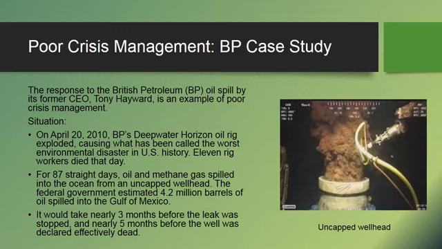The federal government estimated 4.2 million barrels of oil spilled into the Gulf of Mexico. It would take nearly 3 months before the leak was stopped and nearly 5 months before the well was effectively declared dead. So that's what was spewing out for close to 5 months.